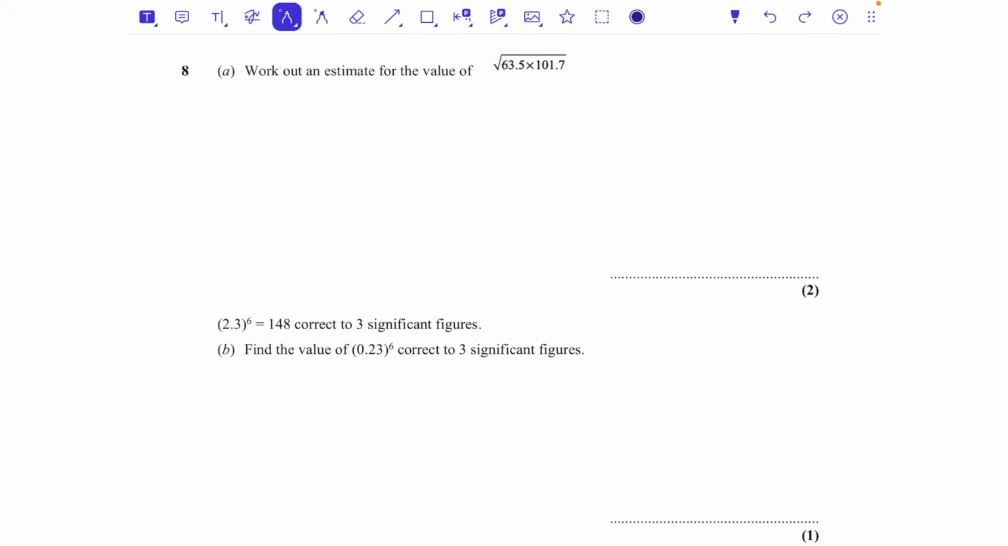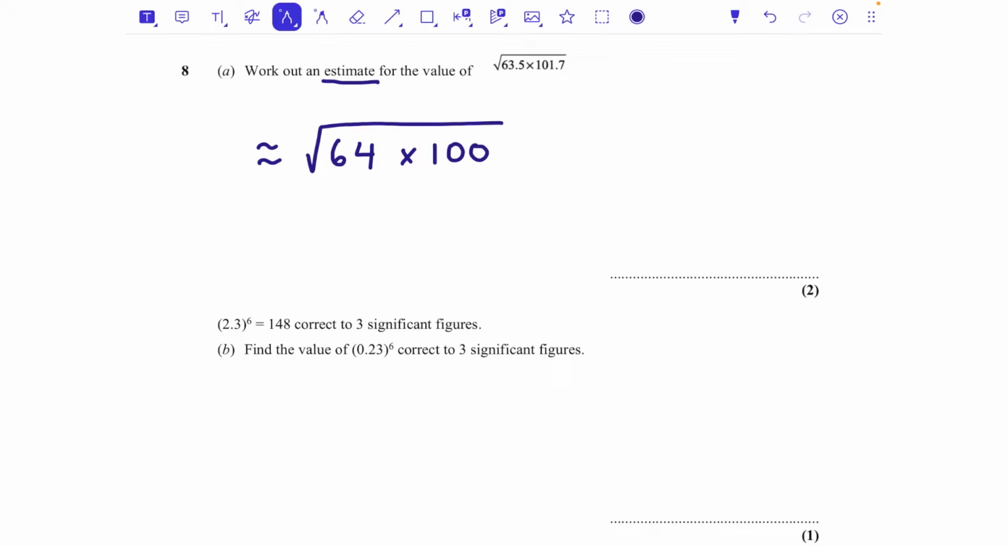Question number 8, work out an estimate for the value of the square root of 63.5 times 101.7. Now, normally when we estimate, and this comes up a lot on the non-calculator paper, we round to one significant figure. But this is being square rooted. And because I need to do it in my head, I want to end up with a square number inside that square root. So when I round this, I'm actually going to round it to 64 rather than 60. And 100 is all good. So 64 is a square number, we can root that, and so is 100.